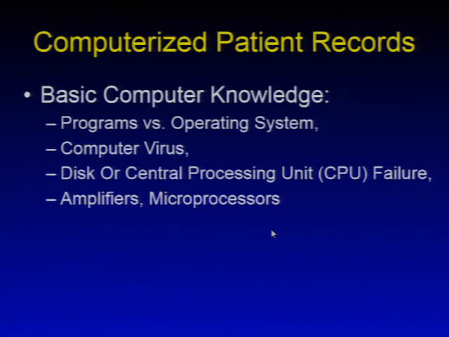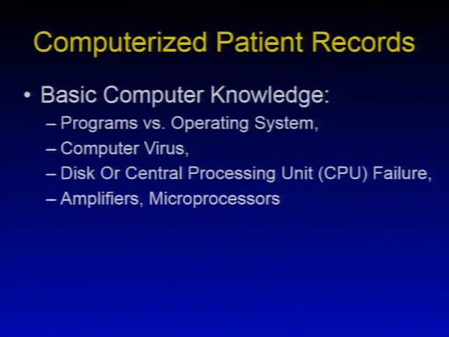And as I said, I thought we would mention something about the computerized patient record part. Basically, it comes down to basic computer knowledge, which most students nowadays have, honestly. And so keywords here talked about understanding the difference between programs versus operating systems. So, of course, the operating system is what sort of controls the overall computer, and a program runs within an operating system. It's knowing what a computer virus is.